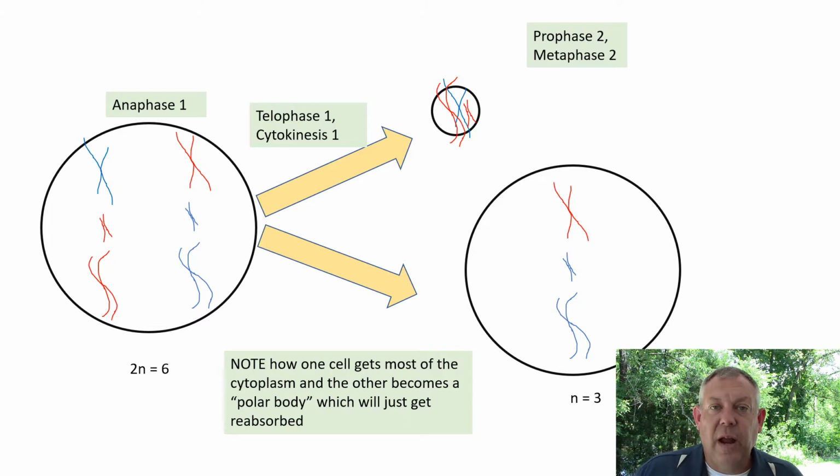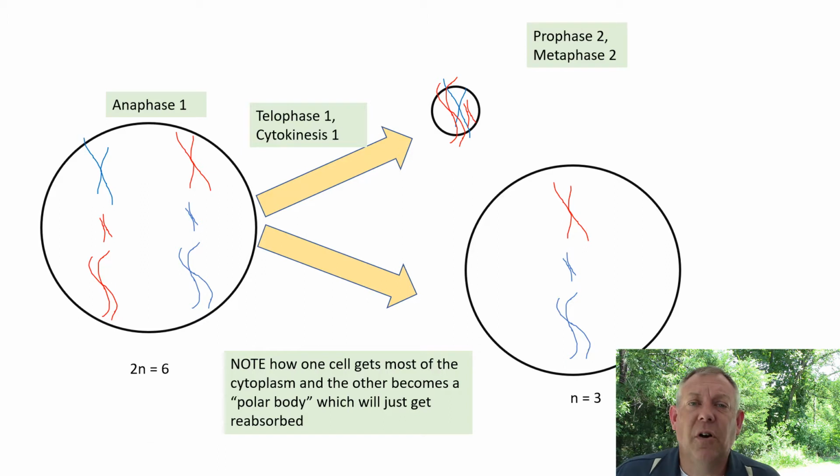Now, after anaphase, we have telophase and then cytokinesis. And so then we end up with 2 cells. But we're talking about parthenogenesis here. So we're talking about unfertilized eggs.